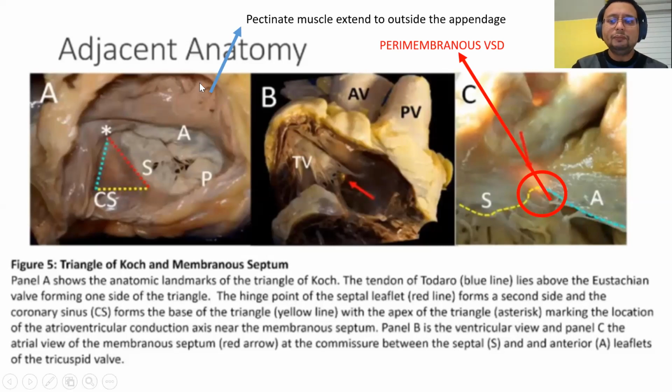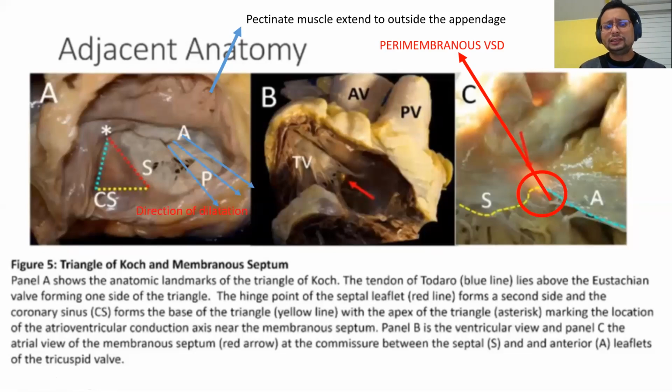This is one special thing about the right atrium. Remember that I told you the chamber cavity of the heart is not defined by its spatial relationship, but rather by its unique anatomical characteristics. So this is a unique anatomical characteristic of the right atrium. The right atrium has pectinate muscles that go outside of the appendage into the wall of the right atrium. This is as opposed to the left atrium, in which the pectinate muscle is confined to the left atrial appendage. So you have pectinate muscle outside the right atrial appendage in the right atrium.